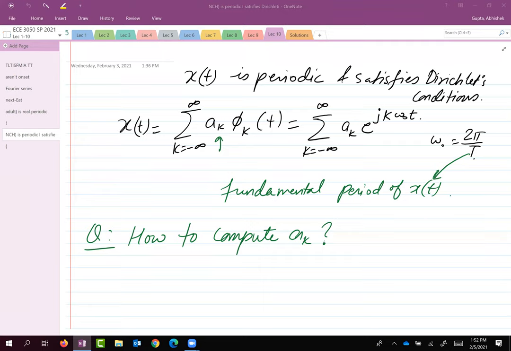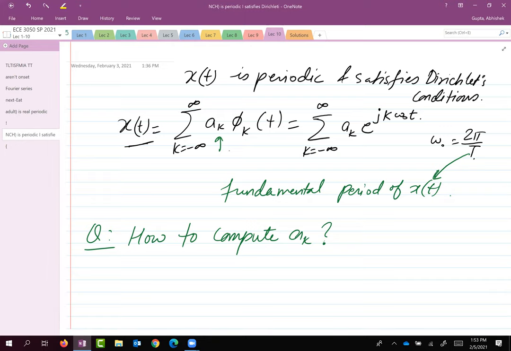What was non-obvious is if X is a periodic signal, and it satisfies Dirichlet's conditions, the three conditions that we talked about in the previous class, it turns out that x(t) can be written in the form of the sum of complex exponential signals that are harmonically related. And that's really a very, very cool result with far-reaching consequences. This is known as the Fourier series expansion of the periodic signal x(t).